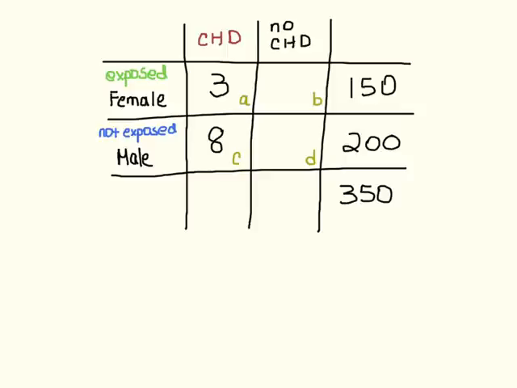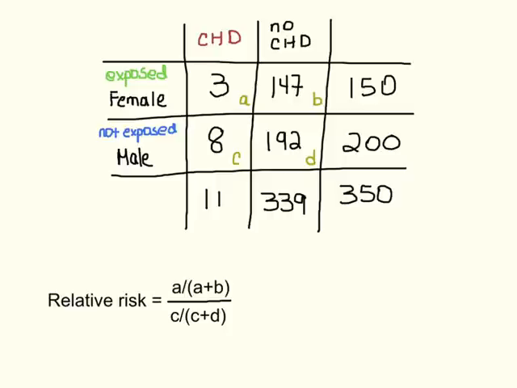And so using the table, we can calculate the number of females who did not develop CHD, which is 147. That's just the total number of females minus the ones we know developed CHD, so 147 did not develop CHD. Similarly, of the 200 men, we know that 8 developed CHD, so therefore 192 did not develop CHD. Now we can add up the columns just to make sure that we have calculated the numbers correctly. So 3 plus 8, we have 11 total cases of CHD in our sample, and therefore 339 that did not develop CHD during the follow-up period.